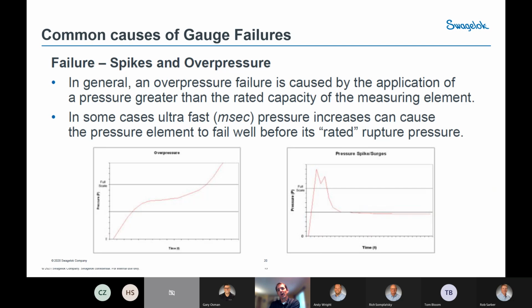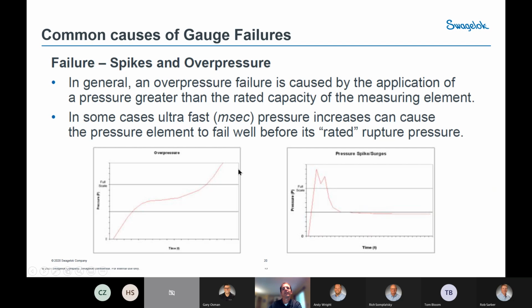So when we talk about spikes and overpressure, the difference, on the graph on the left here: overpressure is a sustained condition. So the gauge has been pressurized beyond its rating and held at that pressure, versus a pressure spike, where it's a rapid increase in pressure, but then goes back to normal. You're seeing a sort of surge in the system that comes and goes that causes the gauge to spike.